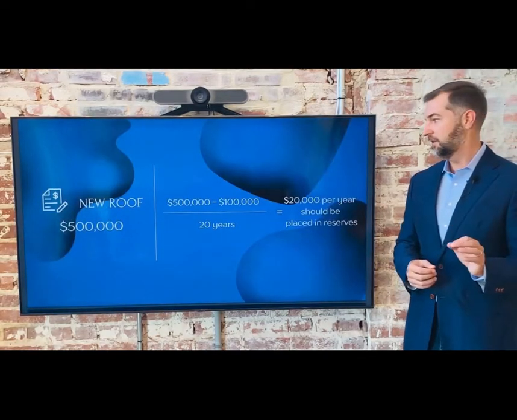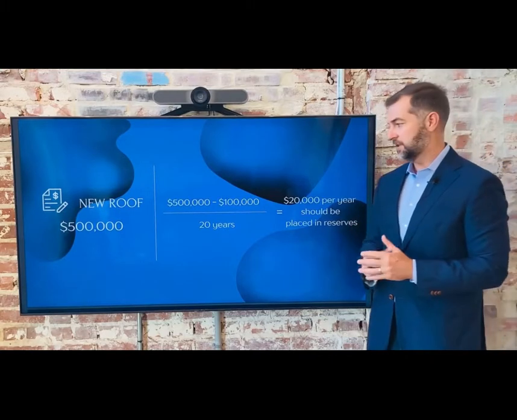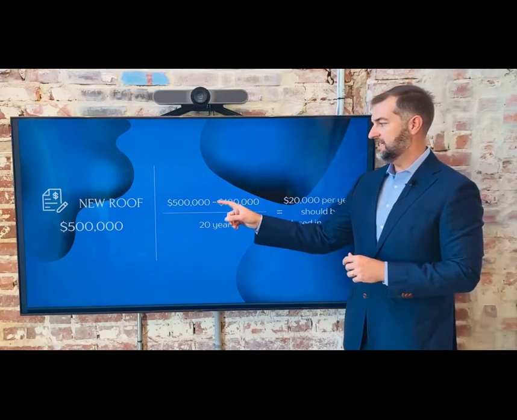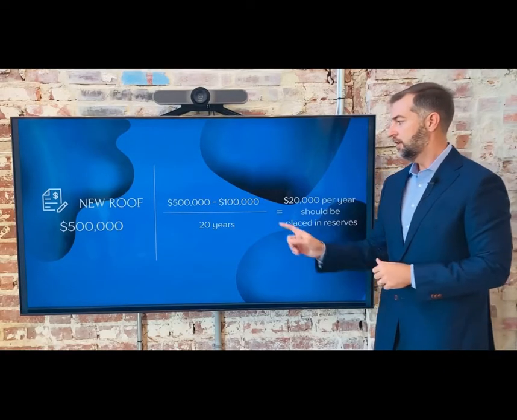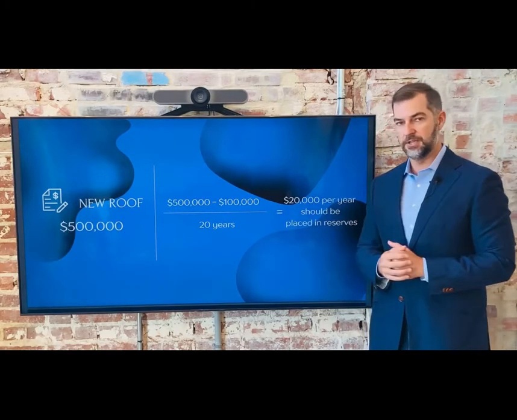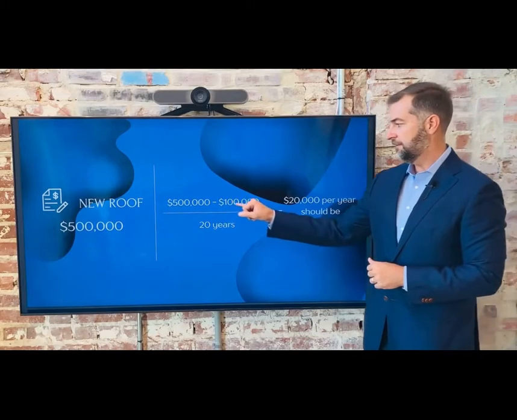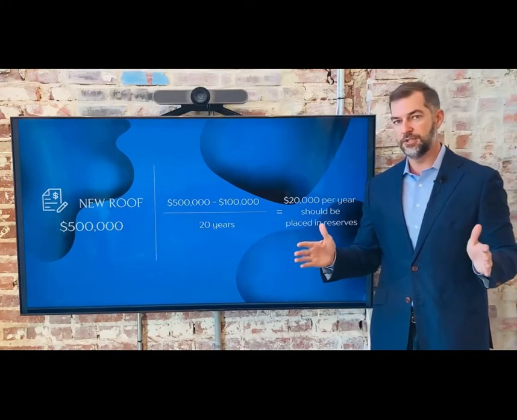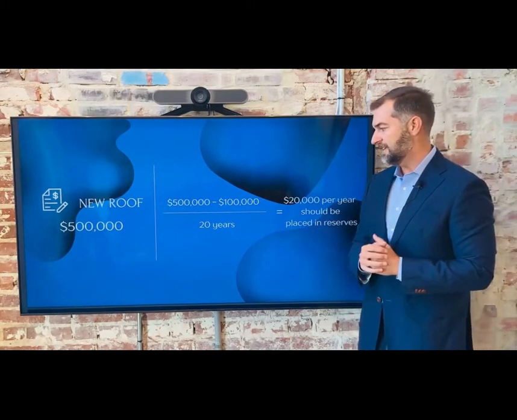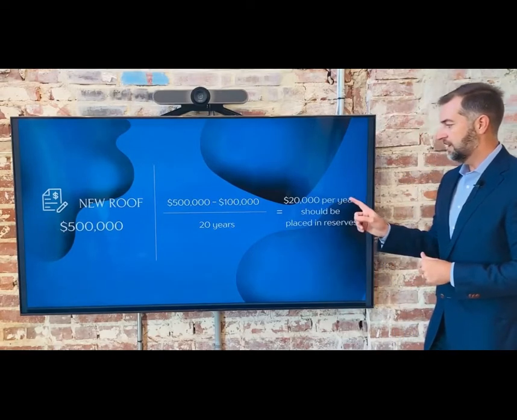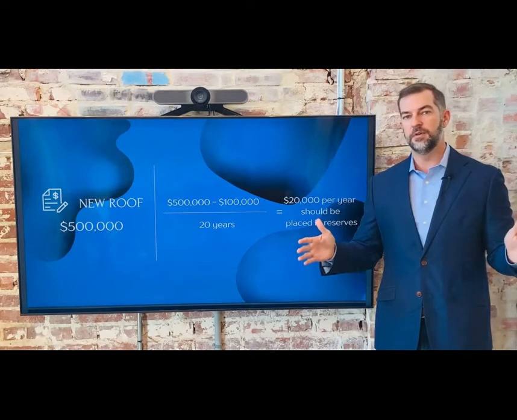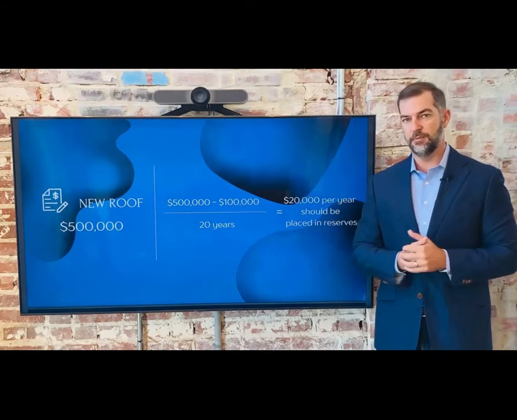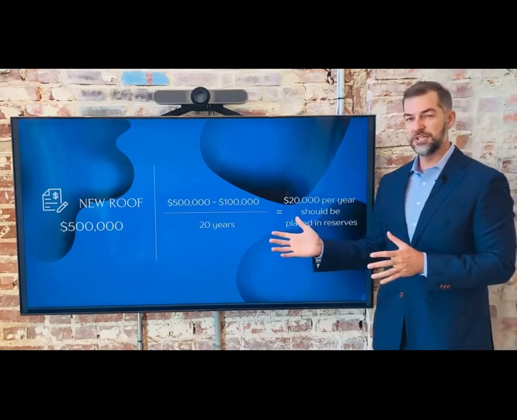Now let's go over an example of this number. So the new roof, for example. Say you anticipate your new roof is going to cost $500,000 to replace. You currently have $100,000 saved up to do that. You have a $400,000 difference there that you need to make up for. Your roof's going to last 20 years. Therefore, you need to save $20,000 a year in order to have a fully funded number coming up when it's time to replace that item. And then you just do the calculation every single year.